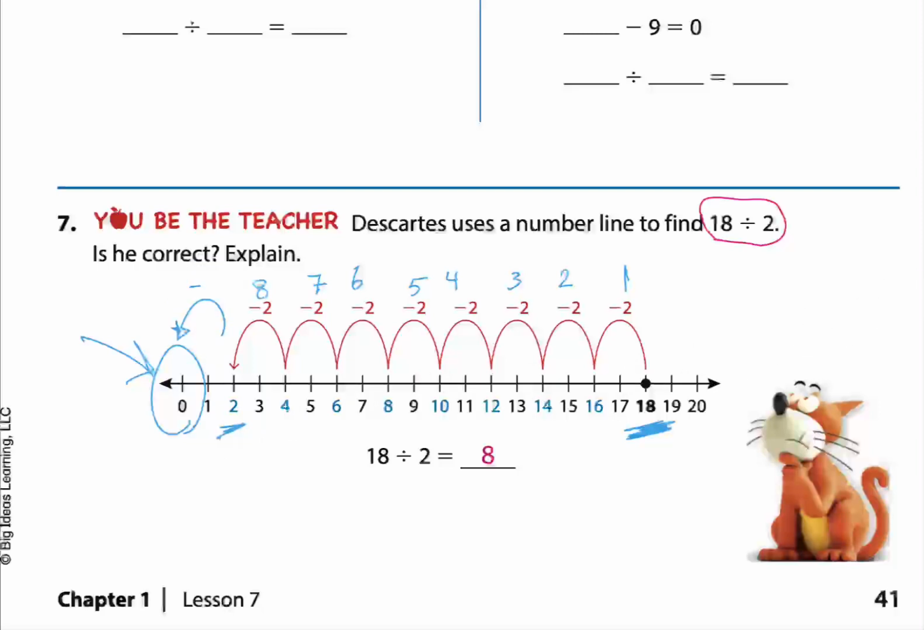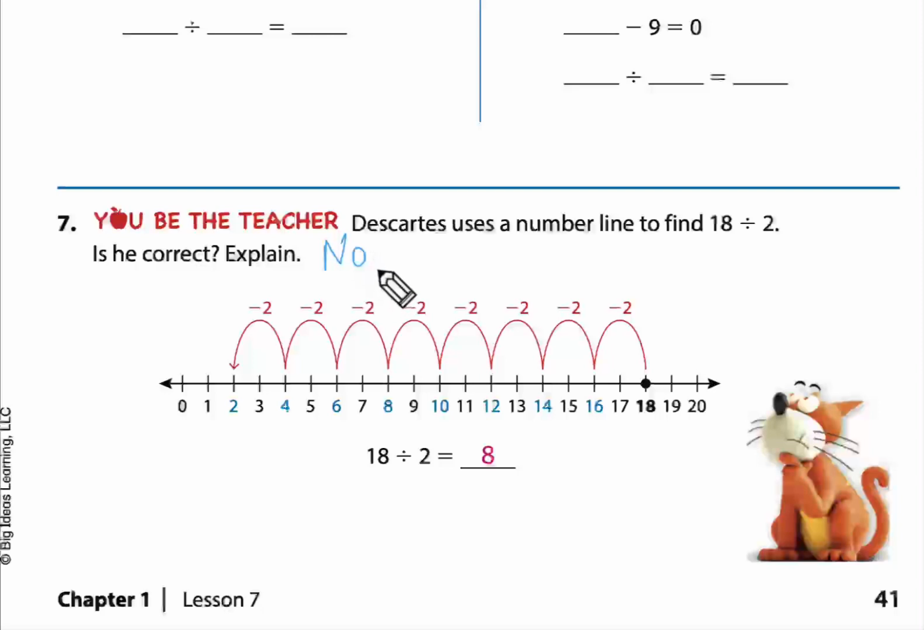So let's erase all this, and let's write our answer. So our answer, my heroes, should be no, he did it wrong. No, of course. Why is that? Because the last jump should end on 0.